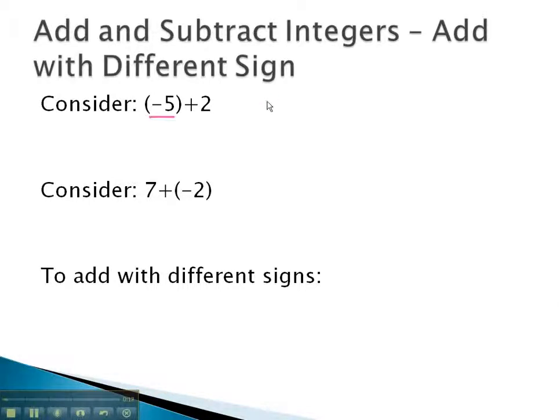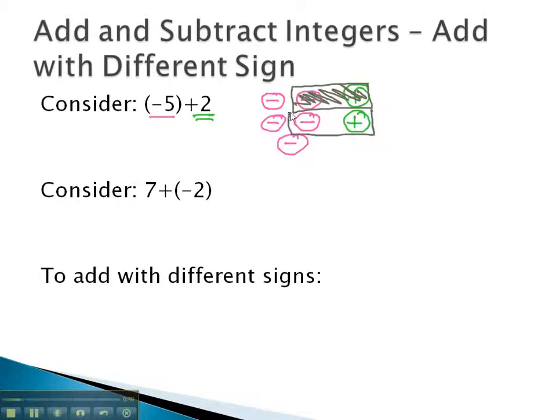This negative 5 means we have 5 little negatives hanging out here. 1, 2, 3, 4, 5 negatives. And plus 2 means we're going to bring in two positives. 1, 2. And what's interesting is we can pair up a negative and a positive together, because when a negative and a positive get together, you end up with nothing. They subtract each other out.